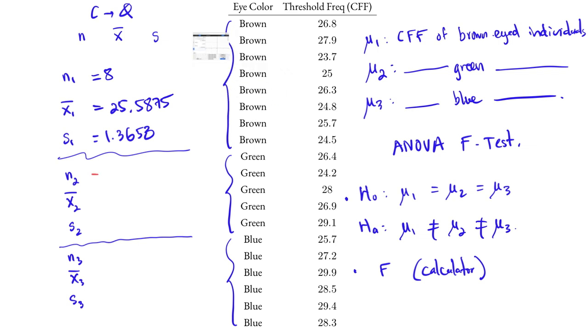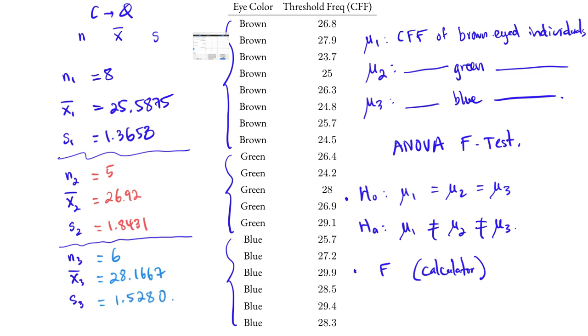If we do the same thing, we will find that the sample size for green eye will be 5. The average CFF for green eye will be 26.92, and the standard deviation for the green eye sample will be 1.8431. For blue eye color, the sample size will be 6. The average CFF will be 28.1667, and the standard deviation will be 1.5280.